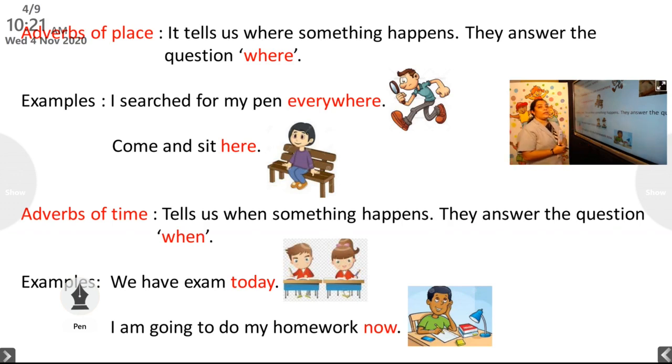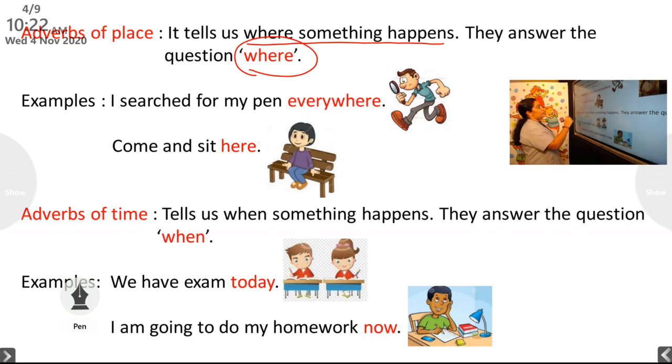How do you find the adverb of place, or what is an adverb of place? It tells us where something happens, and it answers the question where. For adverb of manner, what question word did you ask? You asked how. For adverb of place, you will ask where. To the verb, you have to ask the question where.